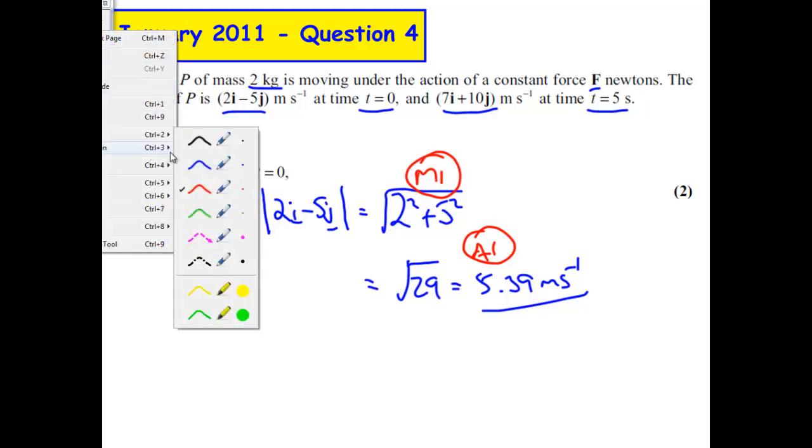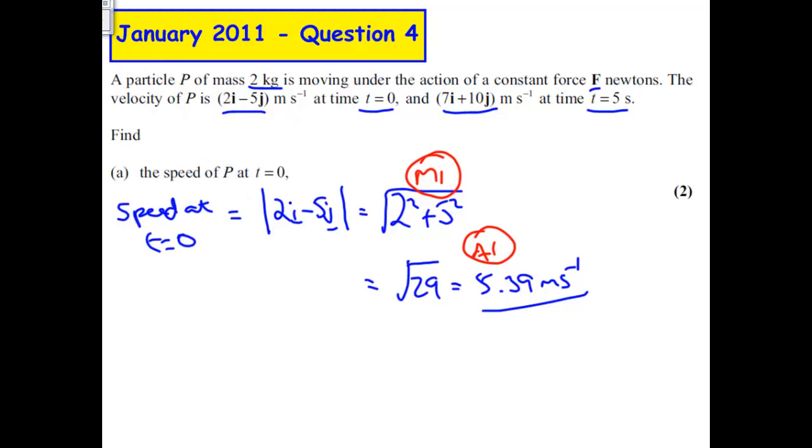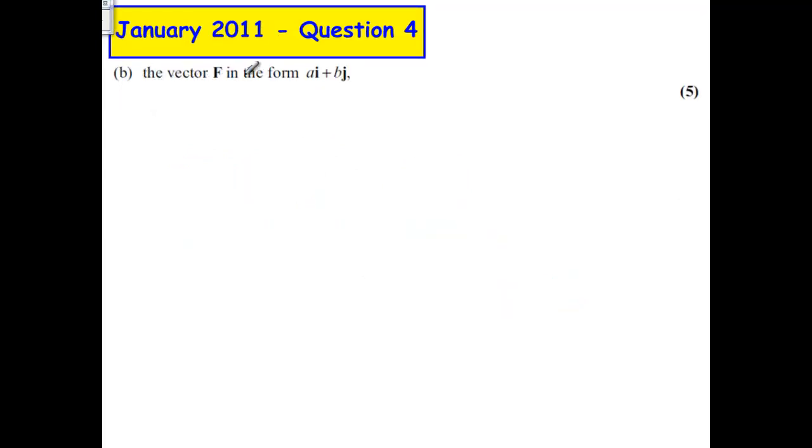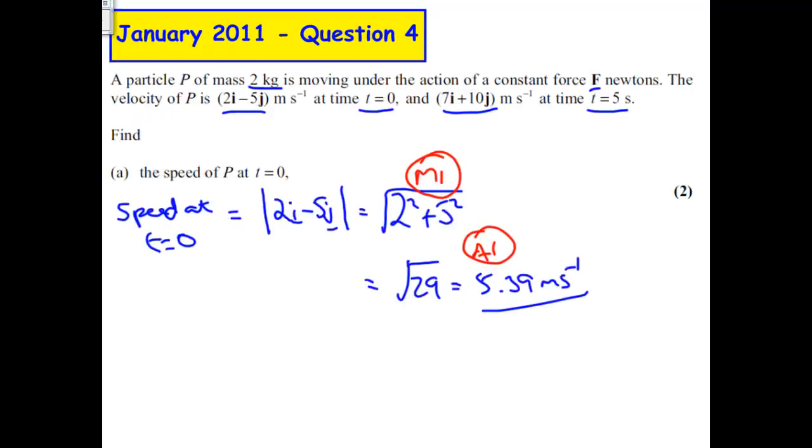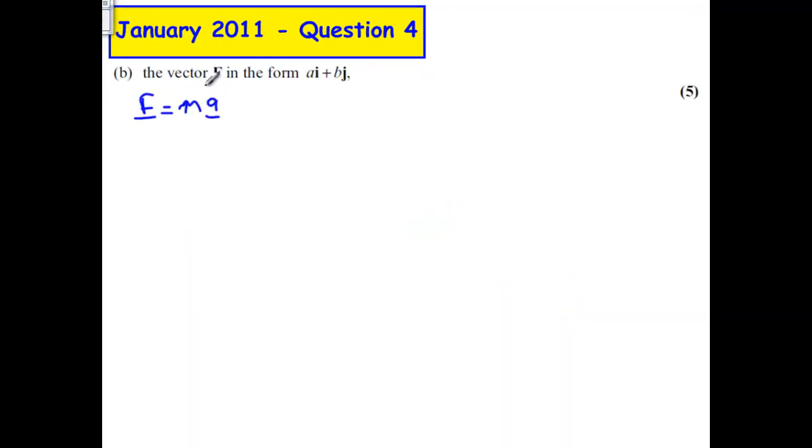Okay, so moving on, for part B it says find the vector F in the form a times i plus b times j. Now whenever you see a vectors question involving a force, you should be thinking about the formula F is mass times acceleration. This is a fully transferable equation to a vector setting. Now, we are told that the mass of the particle is 2 kilograms, but we don't know the acceleration. So before we can find this vector F, we have to find the vector for the acceleration.